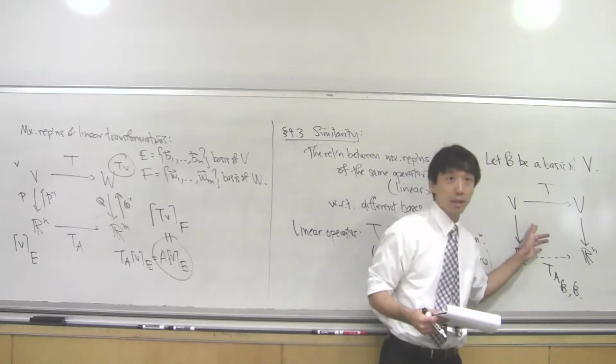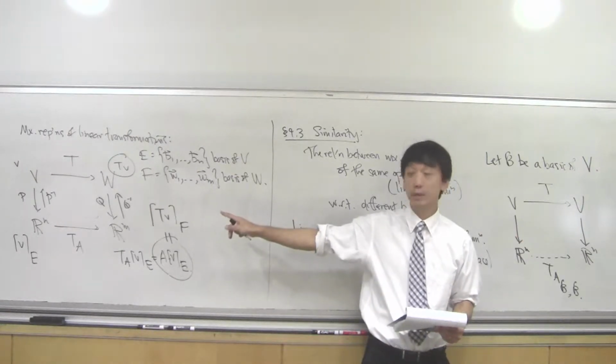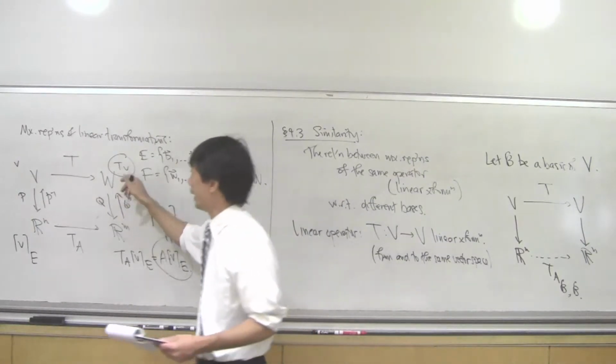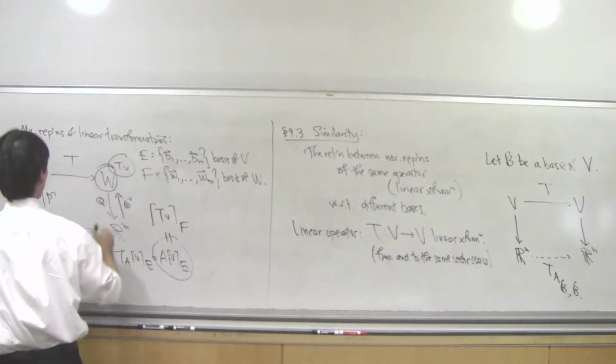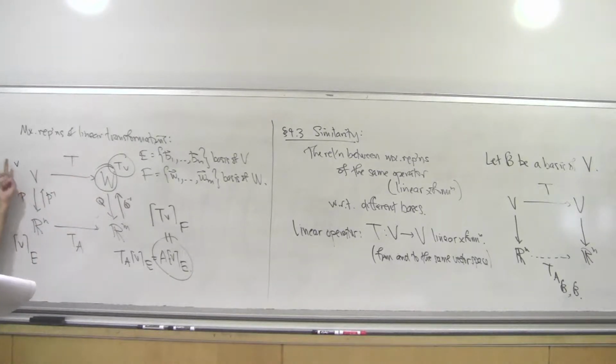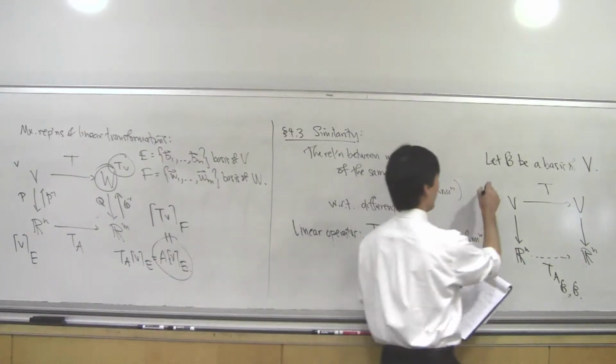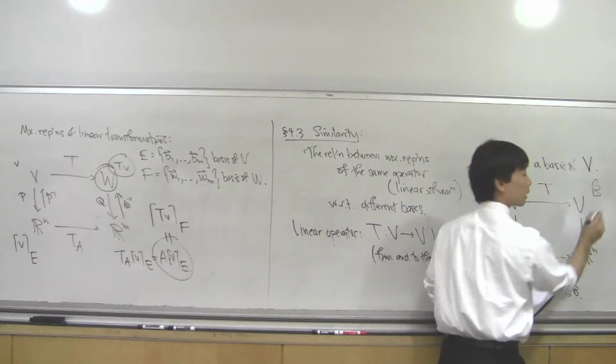Okay, so this is just a simpler version of what we're doing over here. The difference is that we don't have W. We're just going to use V on both sides. We don't have different bases. We don't have E and F, we have E and E, right? We have the same basis on both sides.